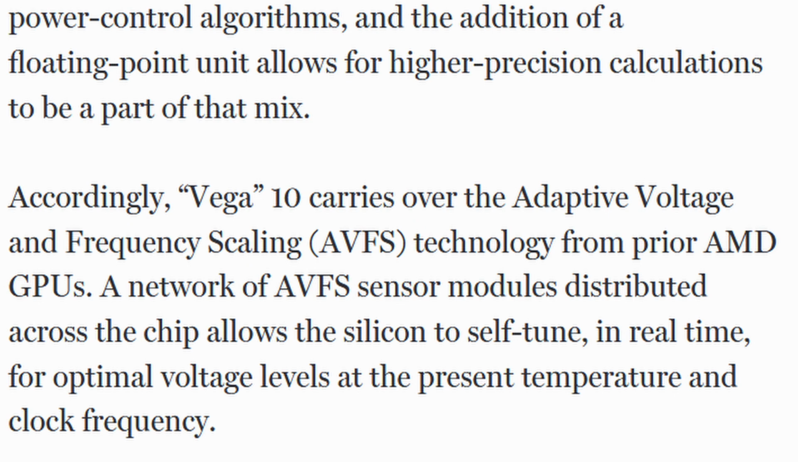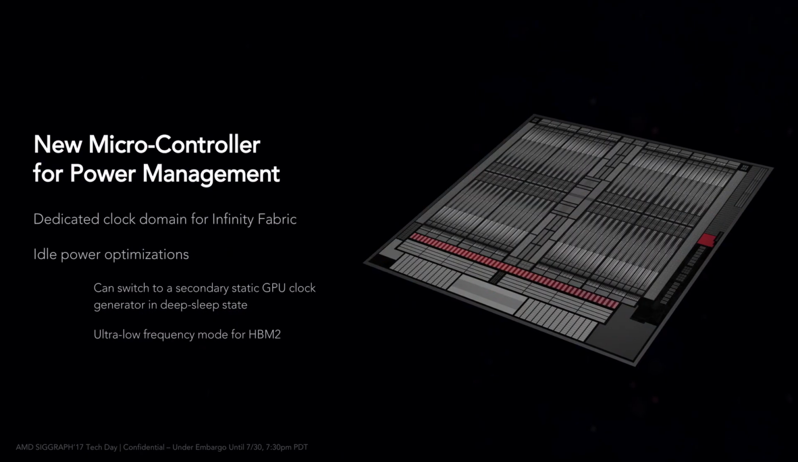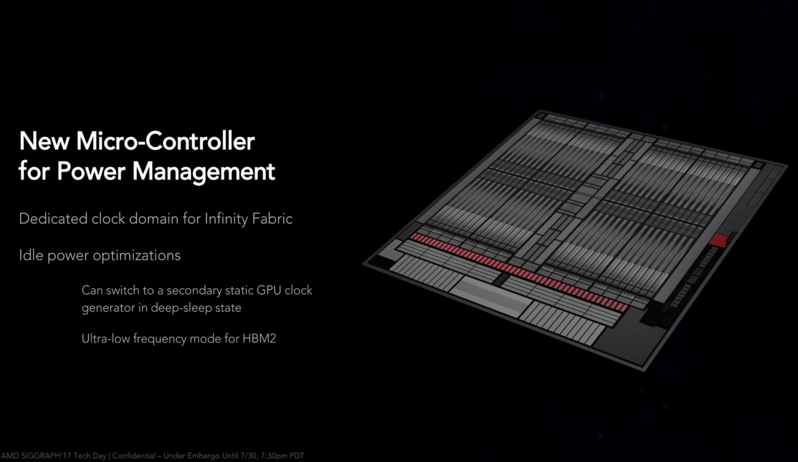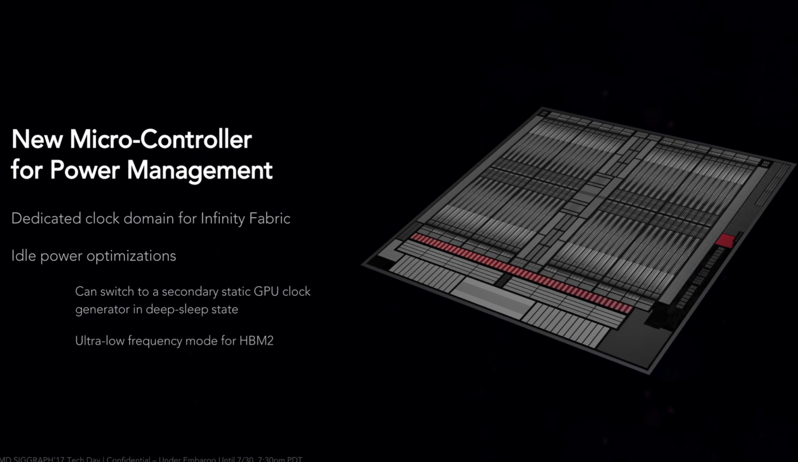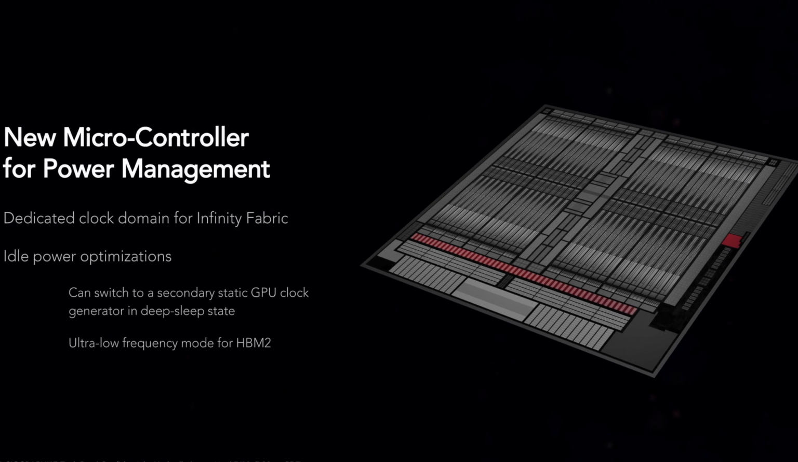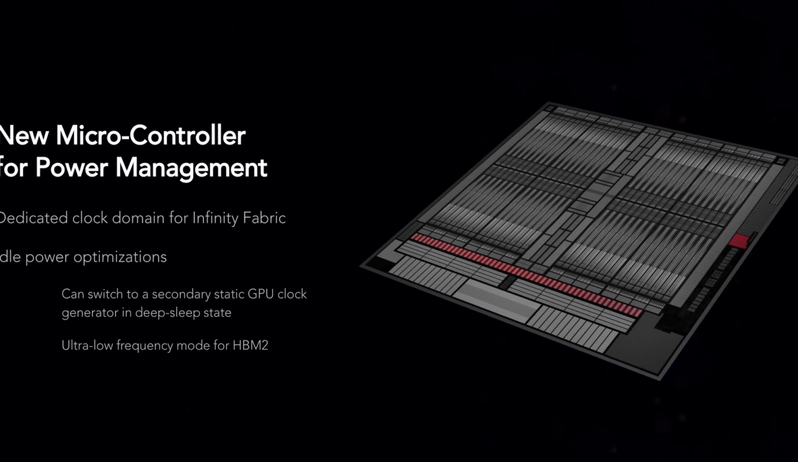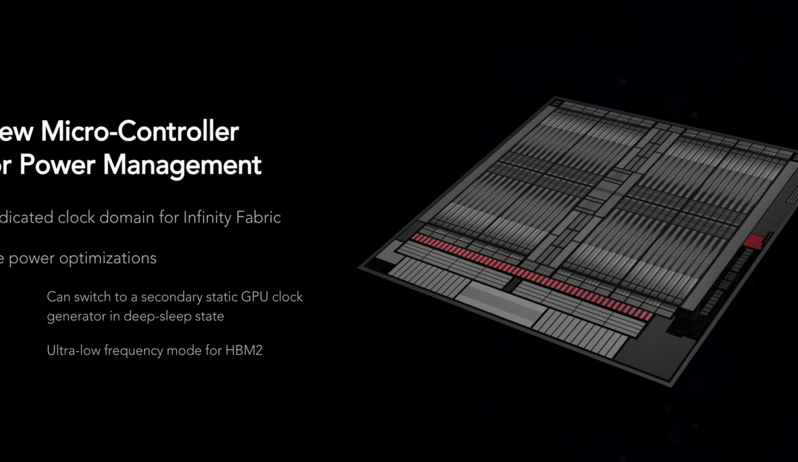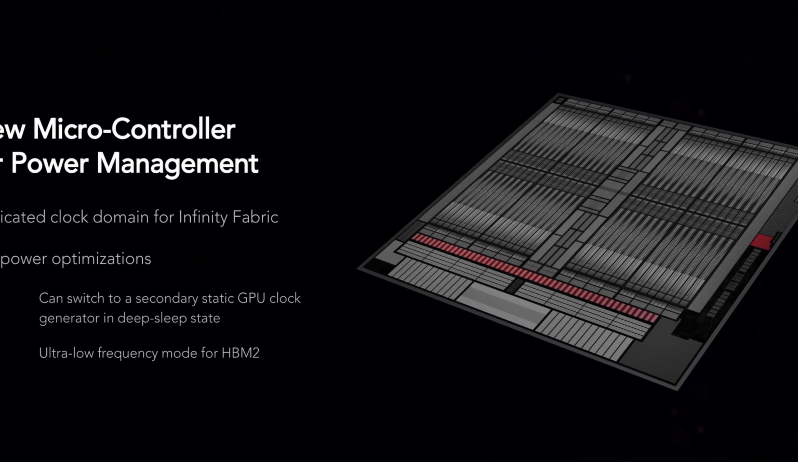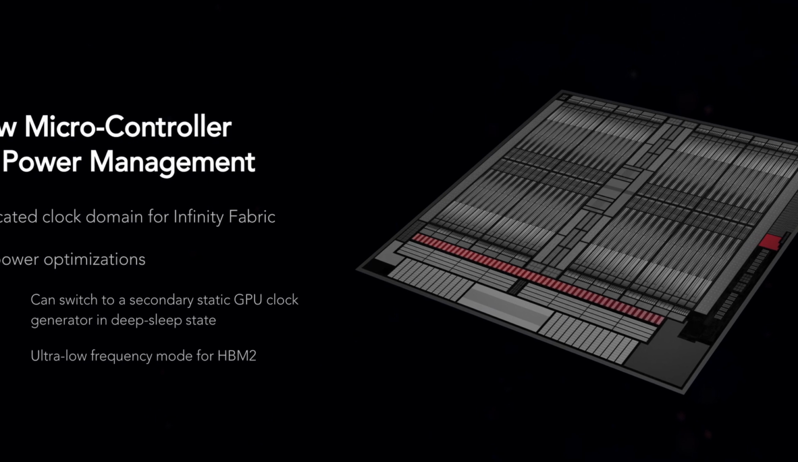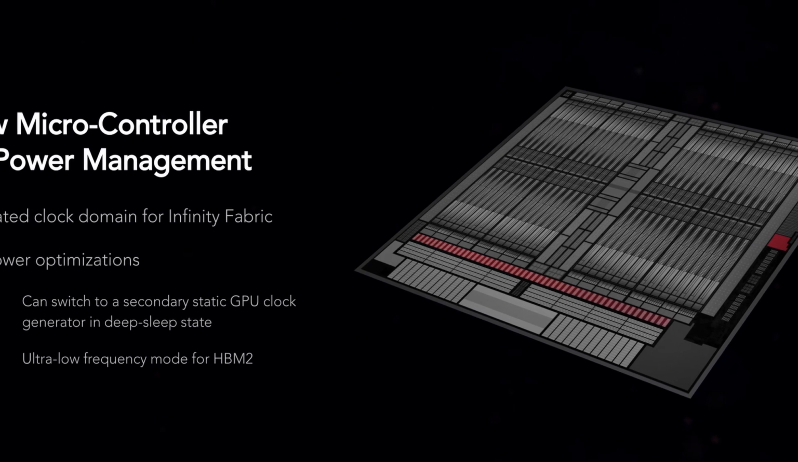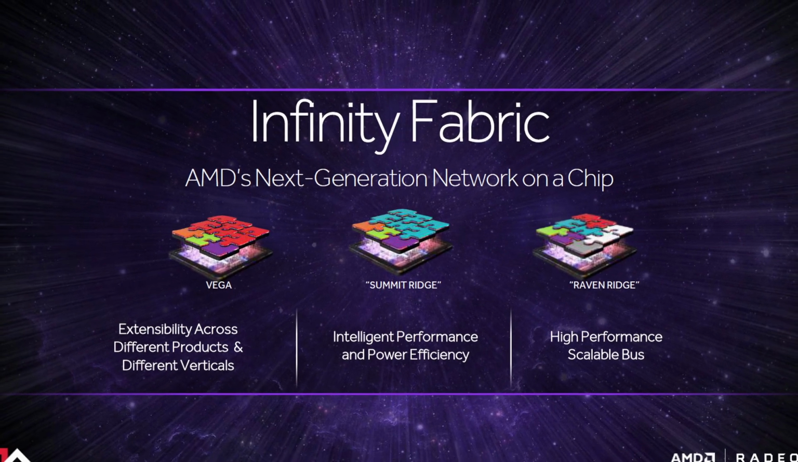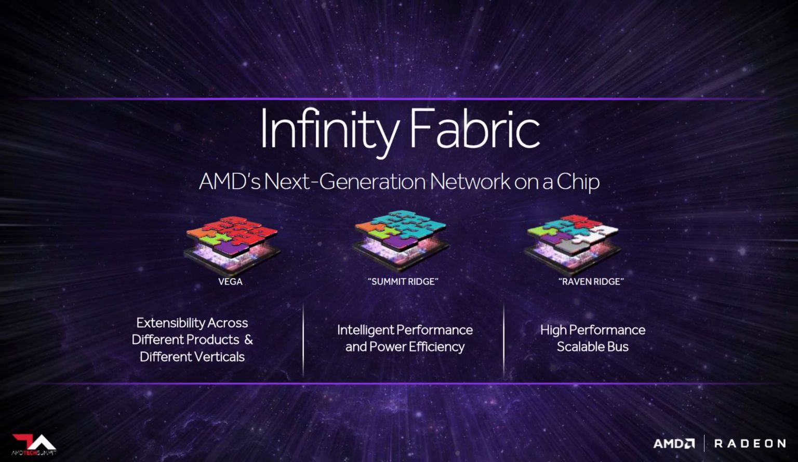Naturally, it inherits the AVFS and adaptive clocking technology from Polaris, but also comes with a couple of other relevant improvements. Vega also included a more powerful integrated power management controller. The new microcontroller allows for implementing more complex power control algorithms and the addition of a floating point unit allowing for higher precision calculations. Vega also added a third clock domain for its Infinity Fabric SoC level interconnect alongside the graphics core and memory domains. The Infinity Fabric connects the graphics core to the other on-chip functions like multimedia, display, and I/O.